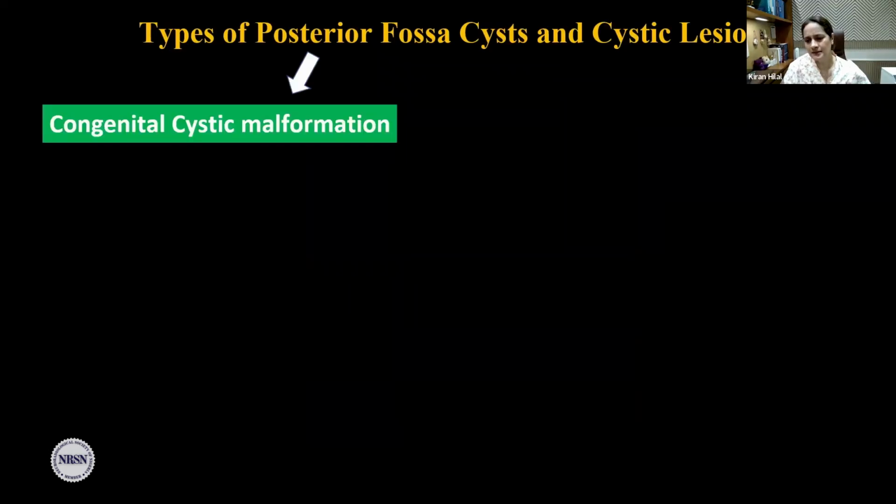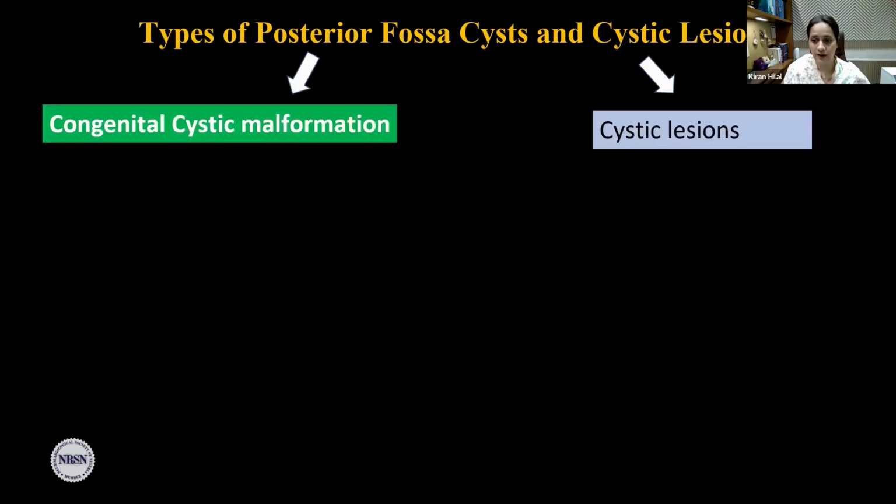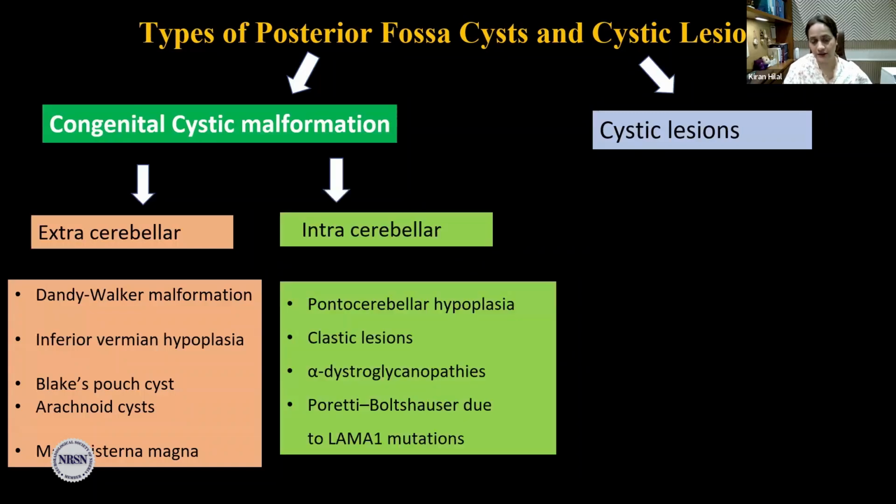Now, let's talk about a gross overview of the types of posterior cranial fossa cyst and cystic lesion. In the posterior cranial fossa, we have two types of cystic lesions. One is a true cystic lesion within the cerebellum, and the other is the congenital cystic malformation. Congenital cystic malformations can be extracerebral or intracerebral lesions.